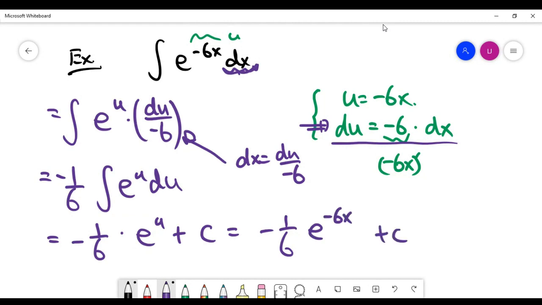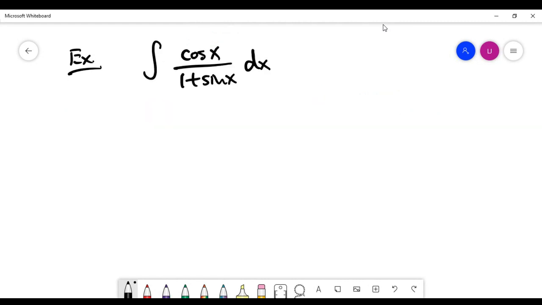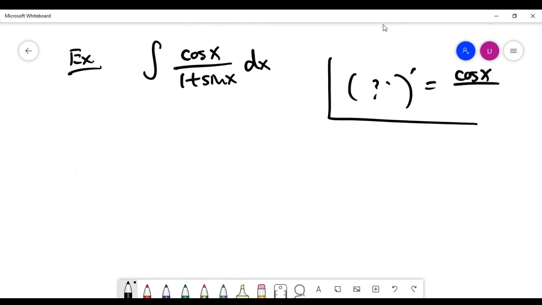Let's do the integral for the function cosine x over 1 plus sine x. This one is slightly more difficult, and it would be quite difficult for you to make a good guess what function you can guess such that the derivative of it would be exactly the same as cosine x over 1 plus sine x. It's a hard guess.